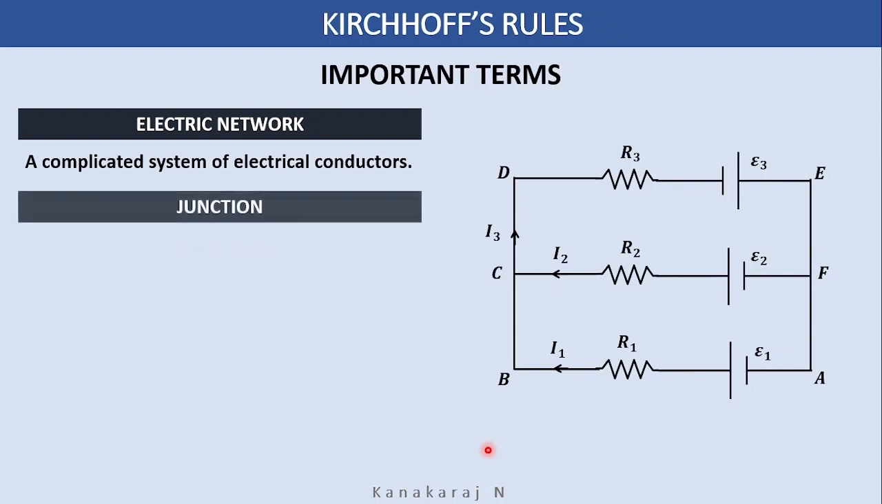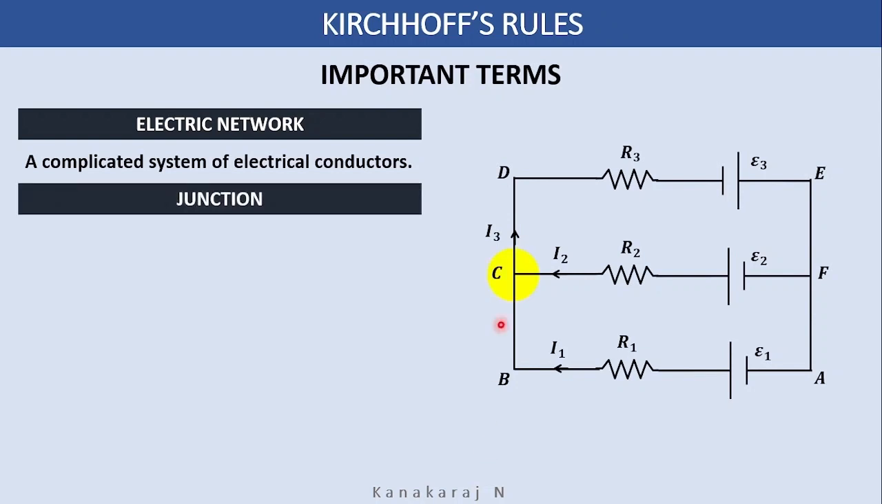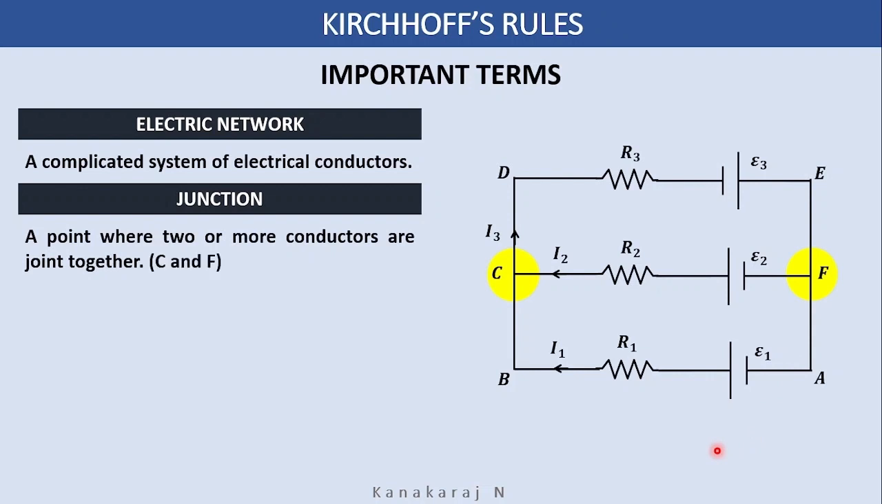Next, let us learn junction. Here you have a point C, it's a junction. Next junction is at F. A junction is a point where two or more conductors are joined together. Here C and F are called the junctions.